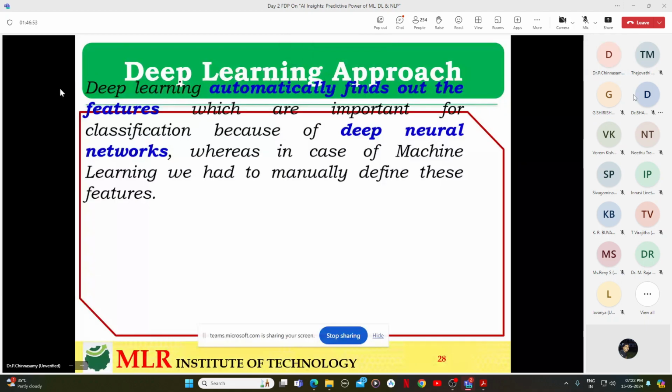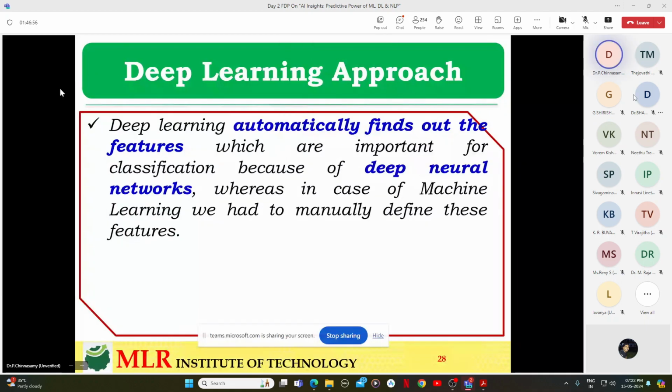First of all, deep learning has a unique functionality: it automatically finds the features. We don't need to mention the input features of the image. If you feed your input as full images, full size or side pose, whatever, deep learning has the important characteristic of extracting features automatically from those input images.